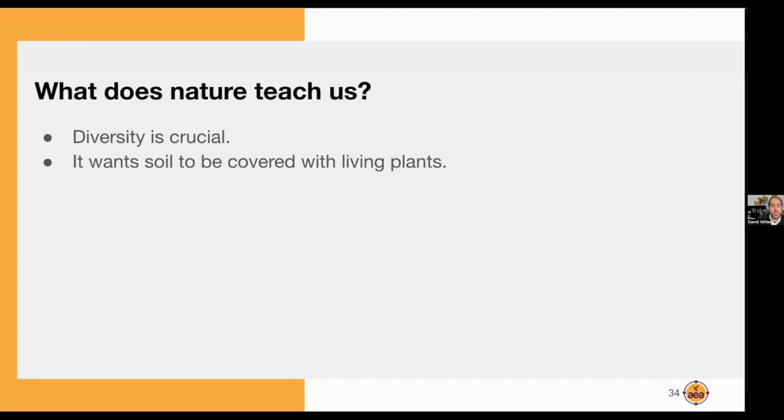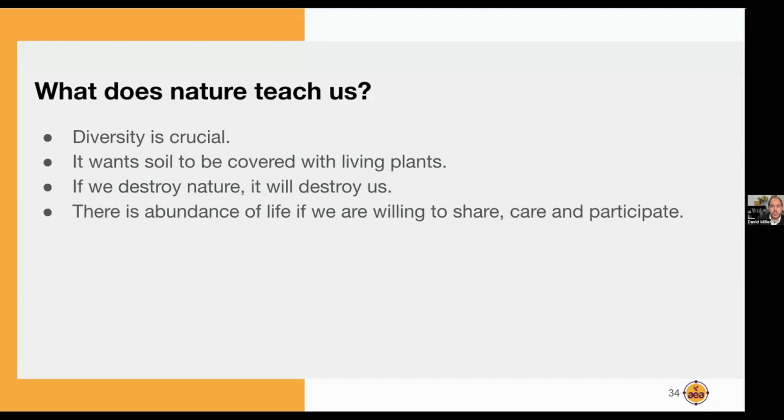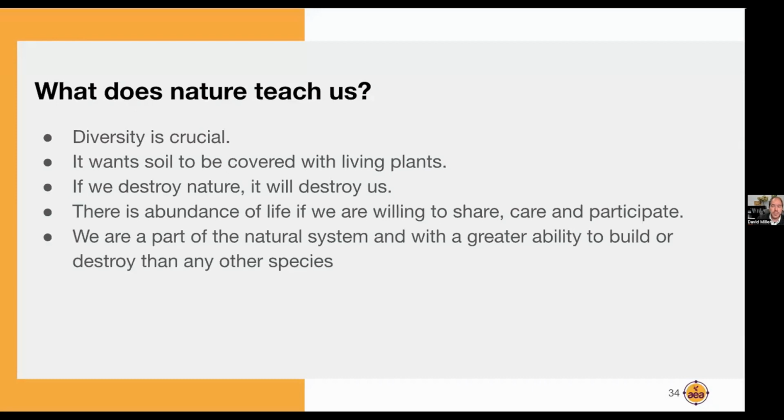Nature teaches us diversity is crucial. It wants the soil covered with living plants. If we destroy nature, it will destroy us. It teaches us that there is abundance of life if we're willing to share, care, and participate. We're a part of this natural system, and with a greater ability as humans to build or destroy than any other species. So be curious. See what you're looking at.